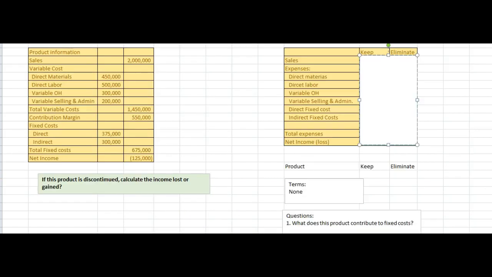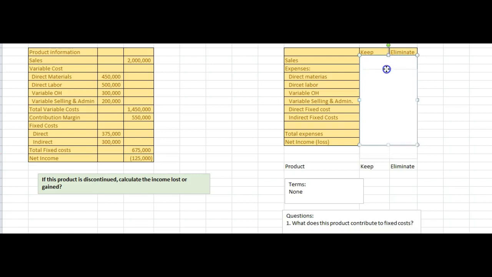Here's another one. I think we kind of broached on this in another area. We're looking at a product. If this product is discontinued, calculate the income, loss, or gain. So it's showing a net income of negative 125 now. So what happens if we compare these two and see what happens?